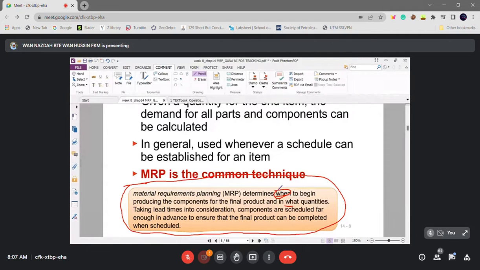MRP determines when to begin. I want you to identify that. And I also want you to identify, does MRP determine what quantities? That is the reason why you need to write it down this clearly. And I want you to also take into consideration how these lead times are taken into consideration in MRP.